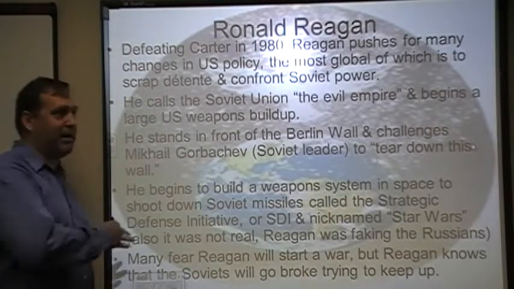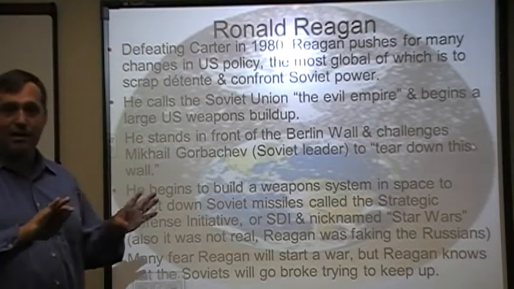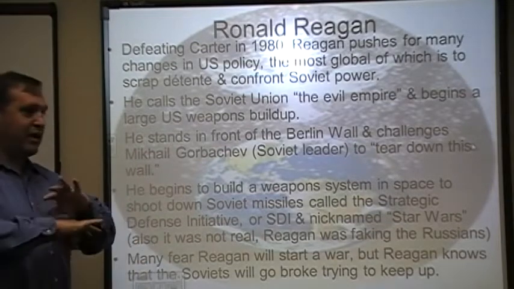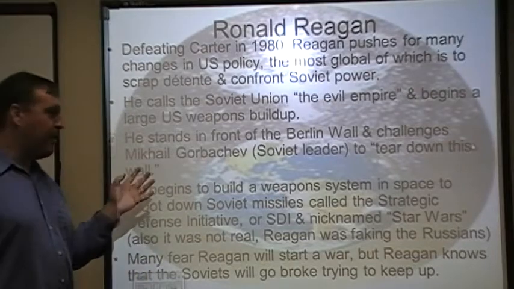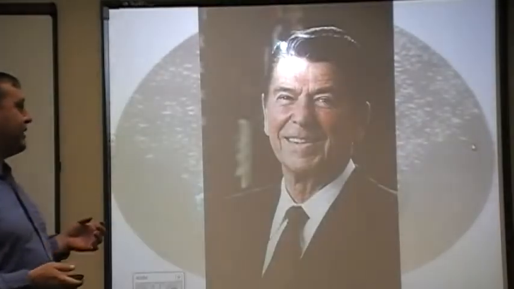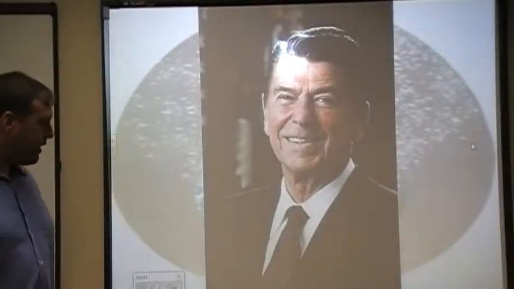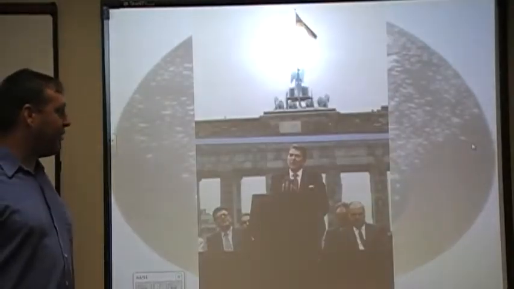So essentially he reverts back to the old Truman position of containment. You contain them where they are, and eventually, because communism is immoral, the people will riot from within and pull it down. There's Ronald Reagan, right? This is him standing before the Berlin Wall, demanding that it be taken down.